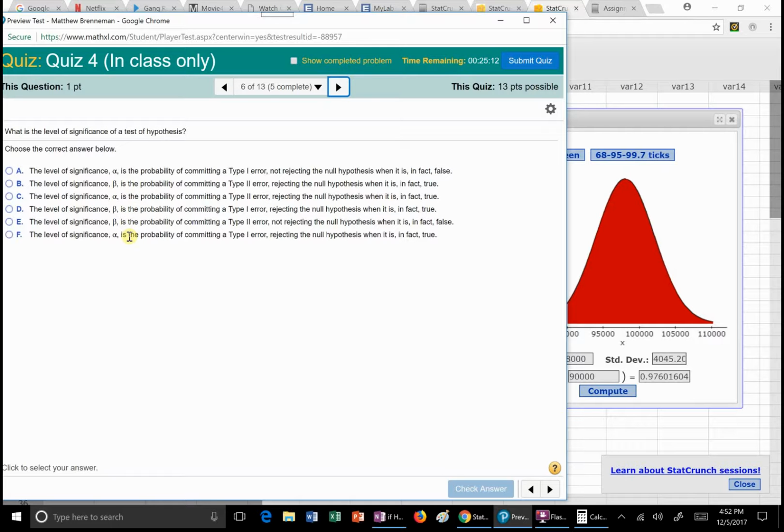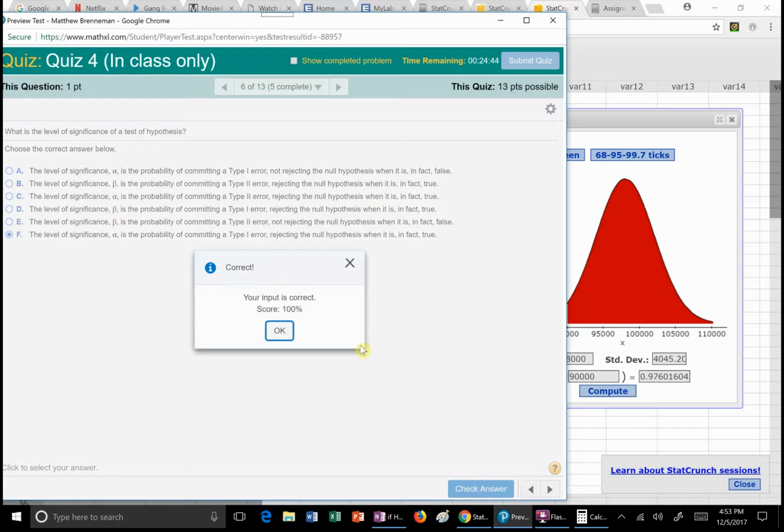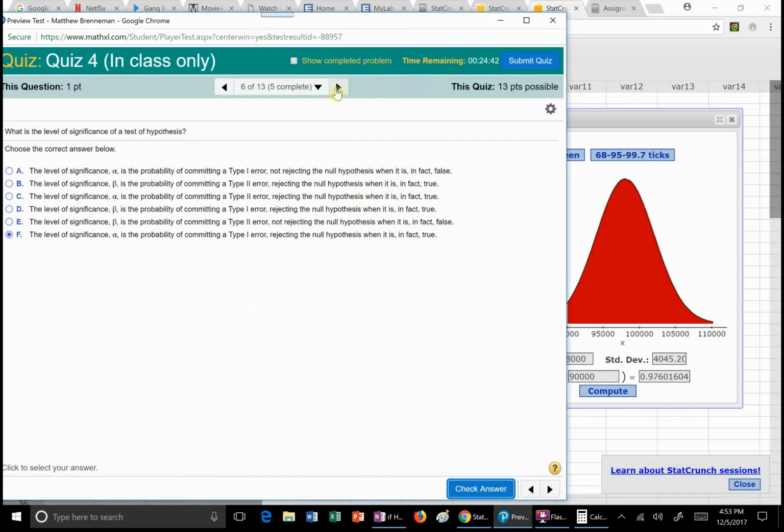It's type 1 error, so B, D, and E are all out because the level of significance is alpha, not beta. Okay? C is out because it's not a type 2 error, it's a type 1 error. And a type 1 error is rejecting the null when in fact it's true. So if you're not sure about this, go back in the book and read about type 1 error and type 2 error.